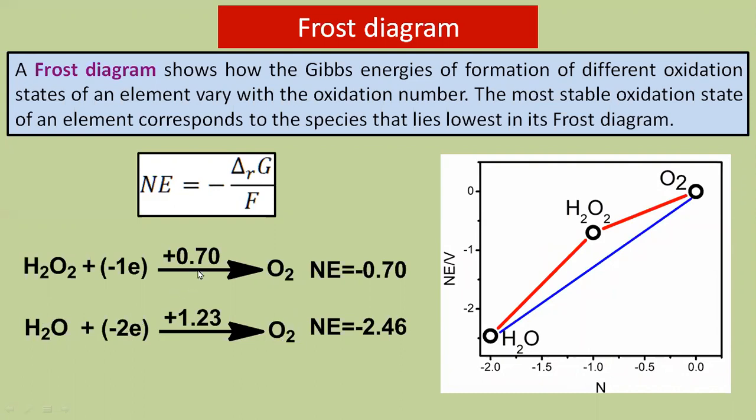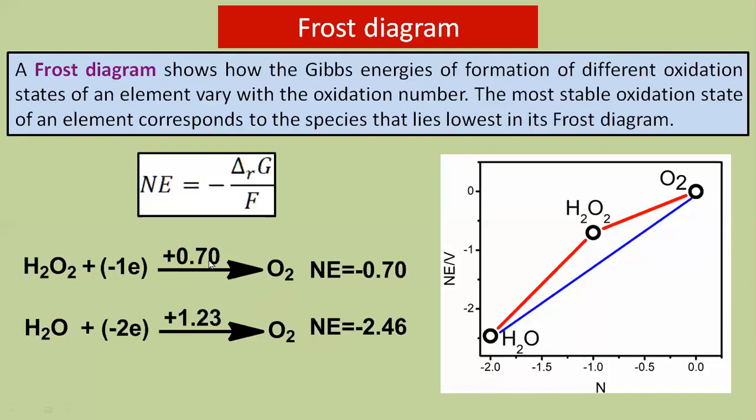And this is the reduction potential for this couple. The oxygen and hydrogen peroxide couple has one reduction potential, and the oxygen and water couple has another. Now, how to determine nE? So n is given here as -1.